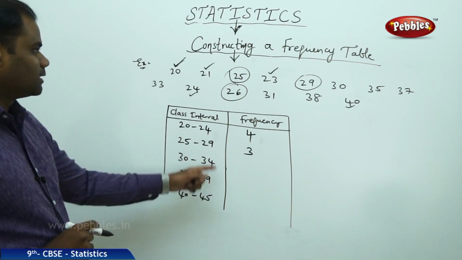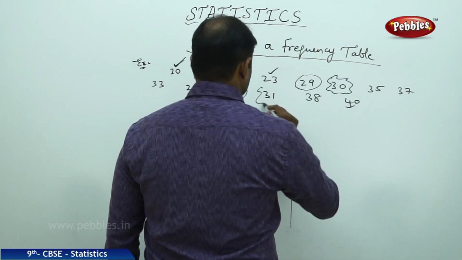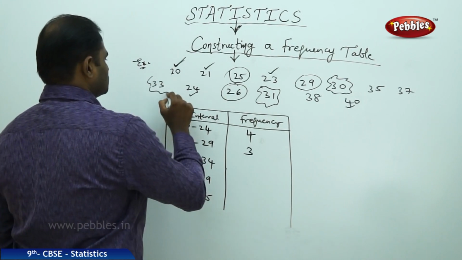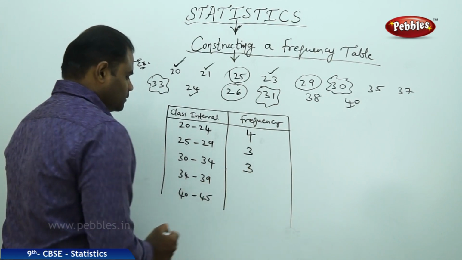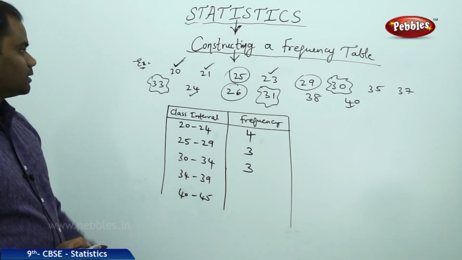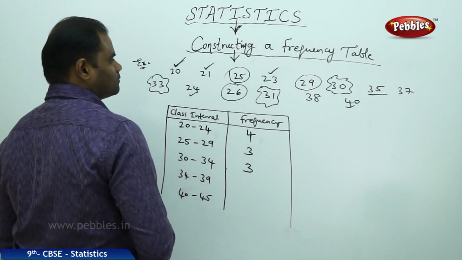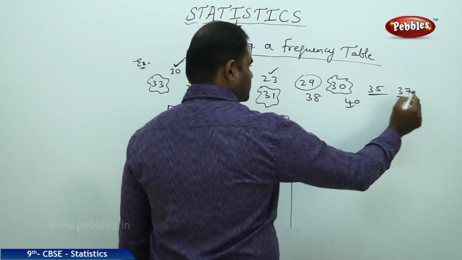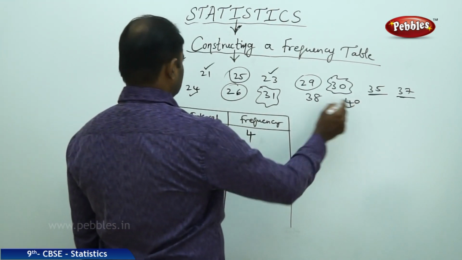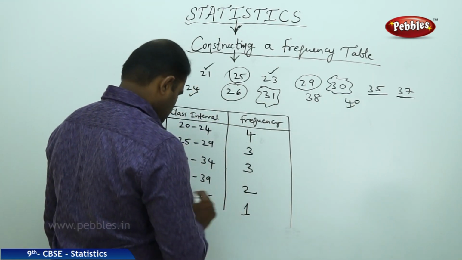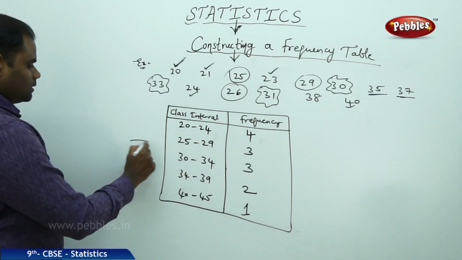Now between 30 and 34, 30, 2, 3, there are 3 values which lie between 30 and 34. 34 to 39, 35, and 37. Between 40 and 45, I have only one value which lies here. This is how a frequency table is constructed.